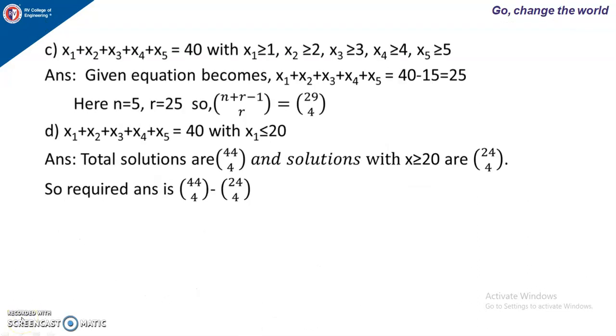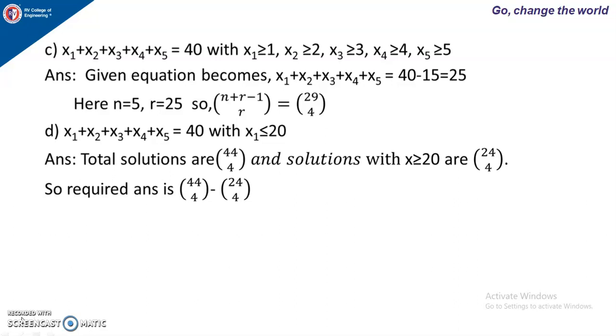C. x1 plus x2 plus x3 plus x4 plus x5 is equal to 40 with x1 greater than or equal to 1, x2 greater than or equal to 2, x3 greater than or equal to 3, x4 greater than or equal to 4 and x5 greater than or equal to 5.